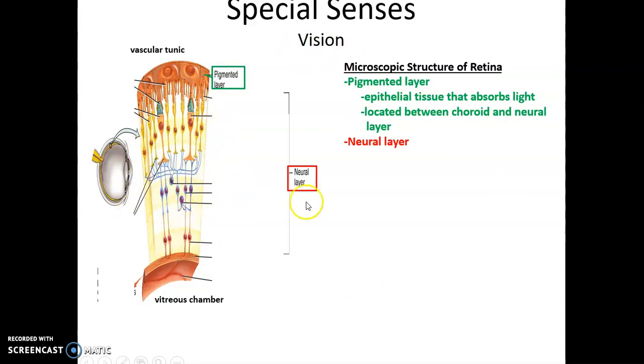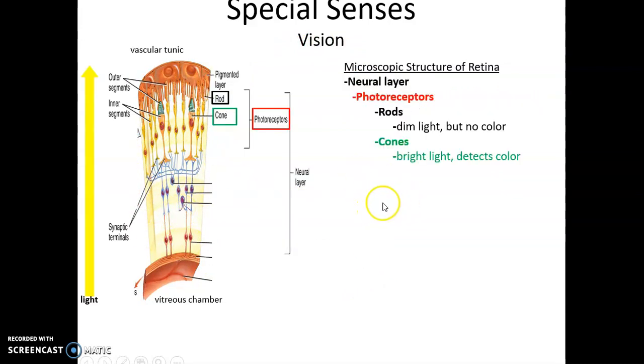The neural layer houses the photoreceptors, the rods and cones that are able to detect light. And as you can see, light must pass through the neural layer to get to the photoreceptors. You would expect the photoreceptors to be on the surface to get hit by light directly, but instead the light has to pass through the neural layer to get to the photoreceptors.